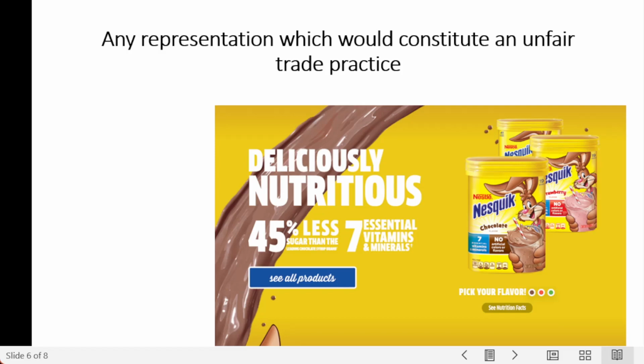Delicious, nutritious, the contents of this Nestle product, again, as long as they are true, they are well and good, but otherwise it constitutes misrepresentation. And misrepresentation is unfair trade practice, and thus this is a misleading advertisement.